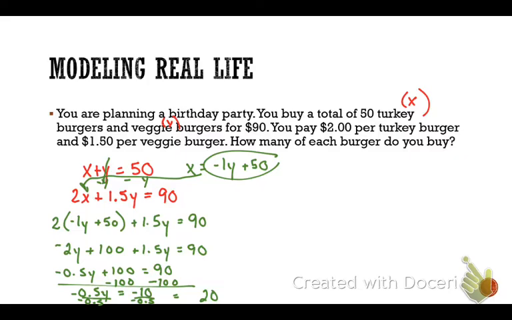All right, plug it back in. What's negative 1 times 20? Negative 20. What's negative 20 plus 50? 30. So X equals 30, Y equals 20. Does that equal my total number of burgers? 30 and 20? So I have 30 turkey burgers and 20 veggie burgers.